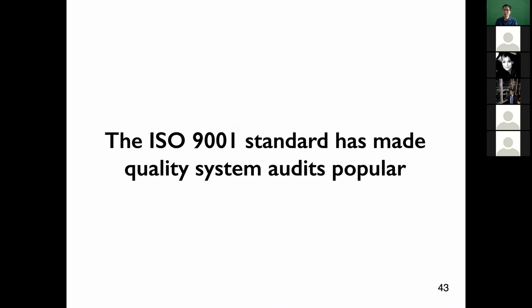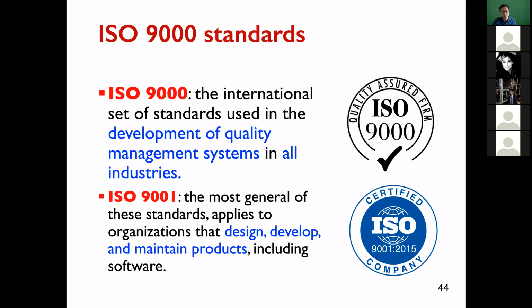Let's first look at the ISO 9000 standards. It's a set of standards, the international set of standards used in the development of quality management systems in all industries. The quality management systems you can consider as a quality assurance system. It's for all industries, not just the software industry. ISO 9001 is the most general of these standards. It applies to organizations that design, develop, and maintain products, including software.